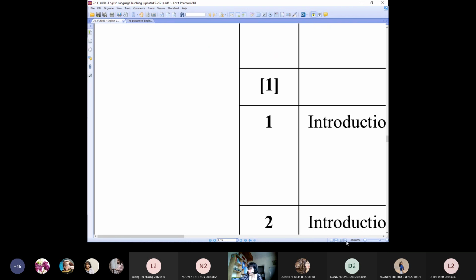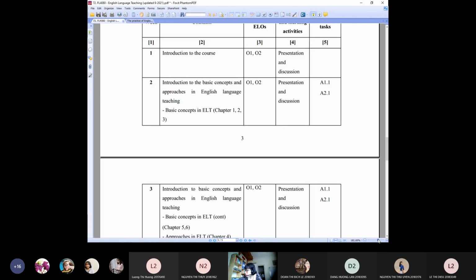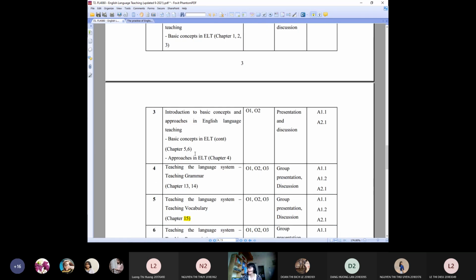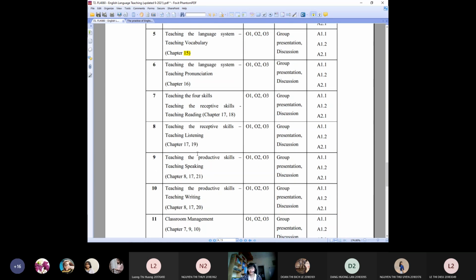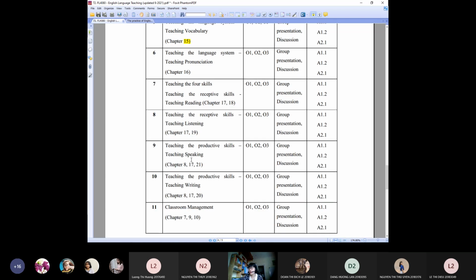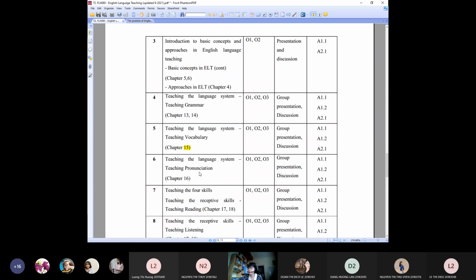The content for each lesson in the semester. So it's very clear for you to follow, to keep up with what we are working on and what we are going to work on.